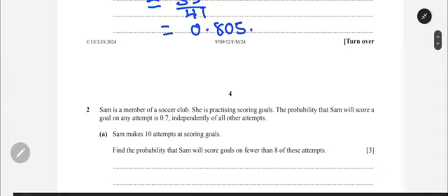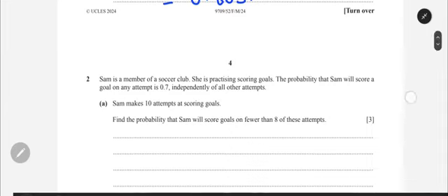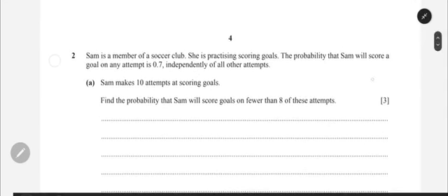Now we can move to number 2. Sam is a member of a soccer club. She is practicing scoring goals. The probability that Sam will score a goal on any attempt is 0.7, independently of all other attempts. So that means it is independent probability, meaning that the occurrence of one will not affect the occurrence of the other. For that reason, you are given that Sam will score a goal on any attempt to be 0.7.